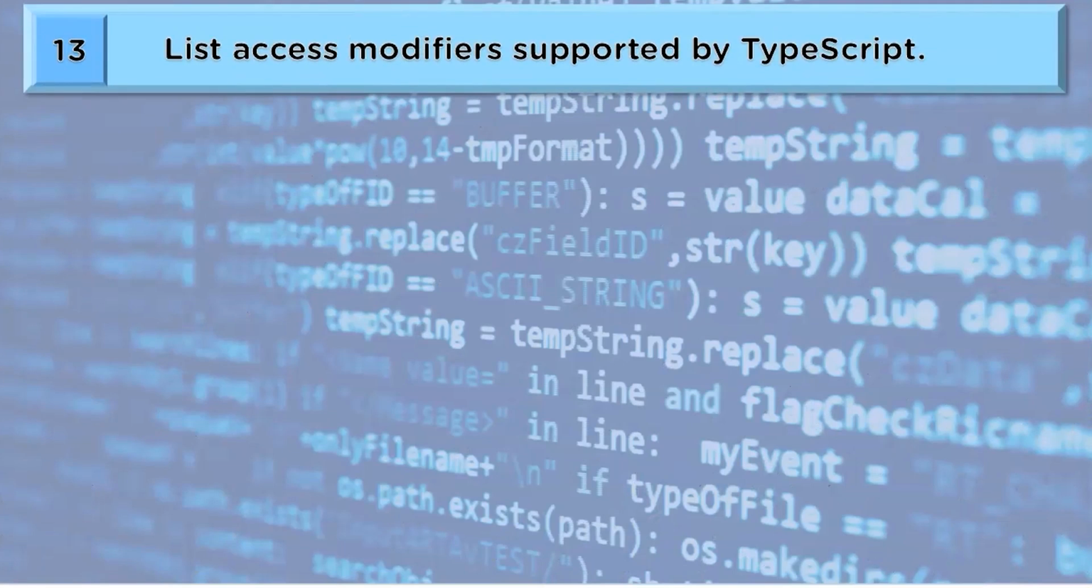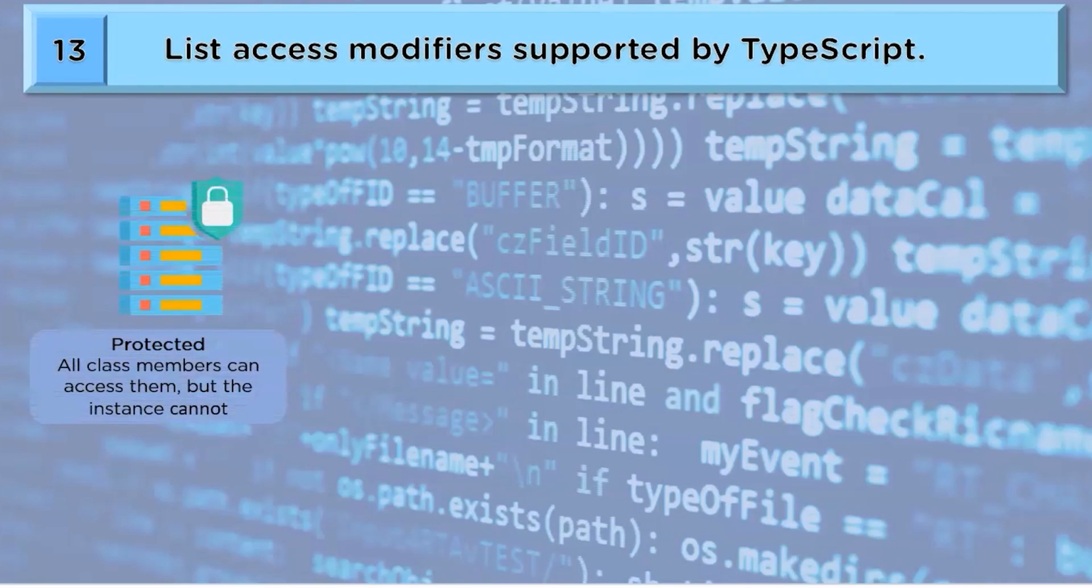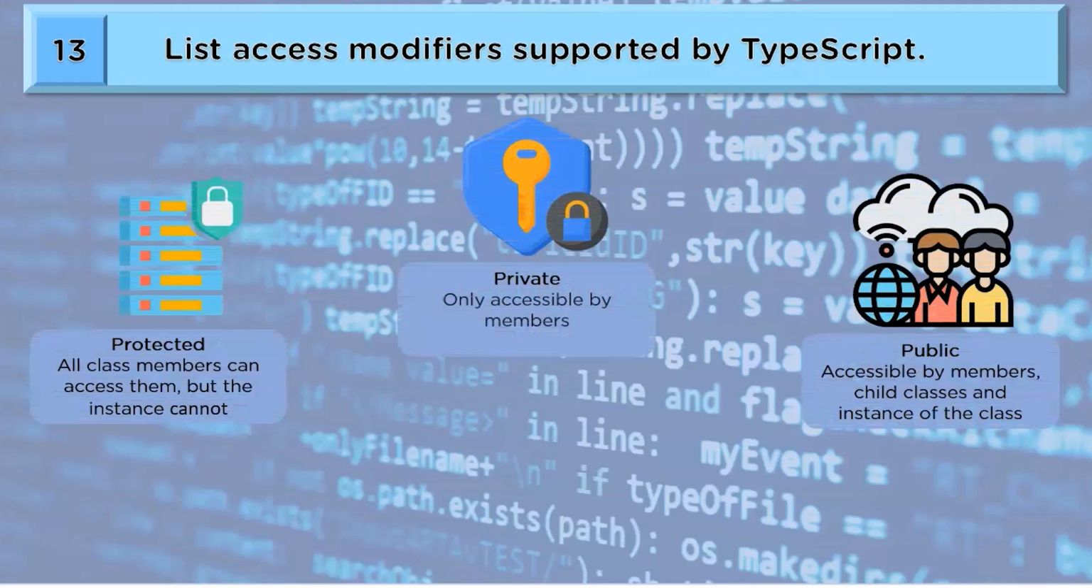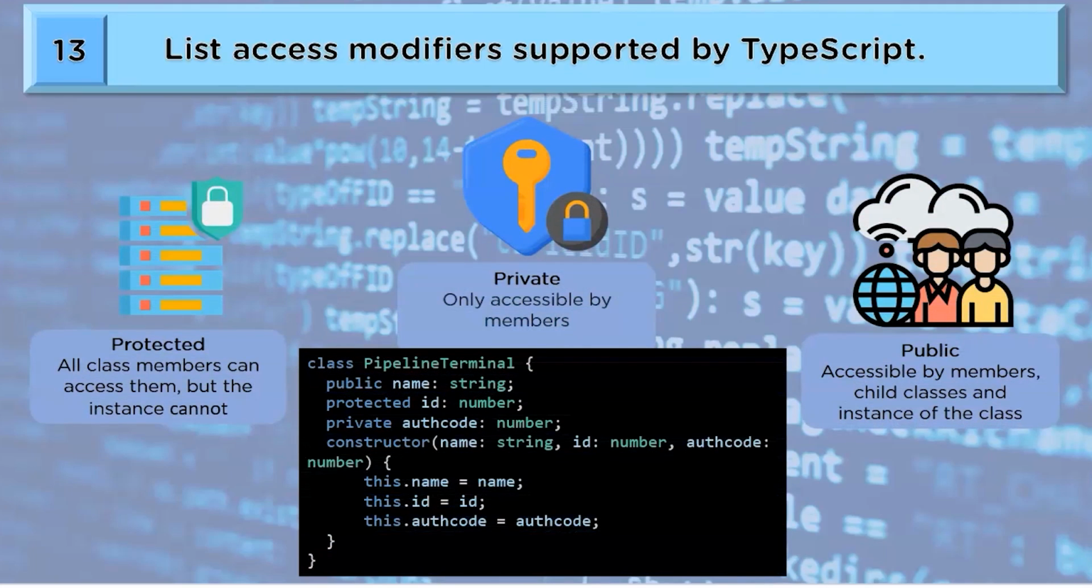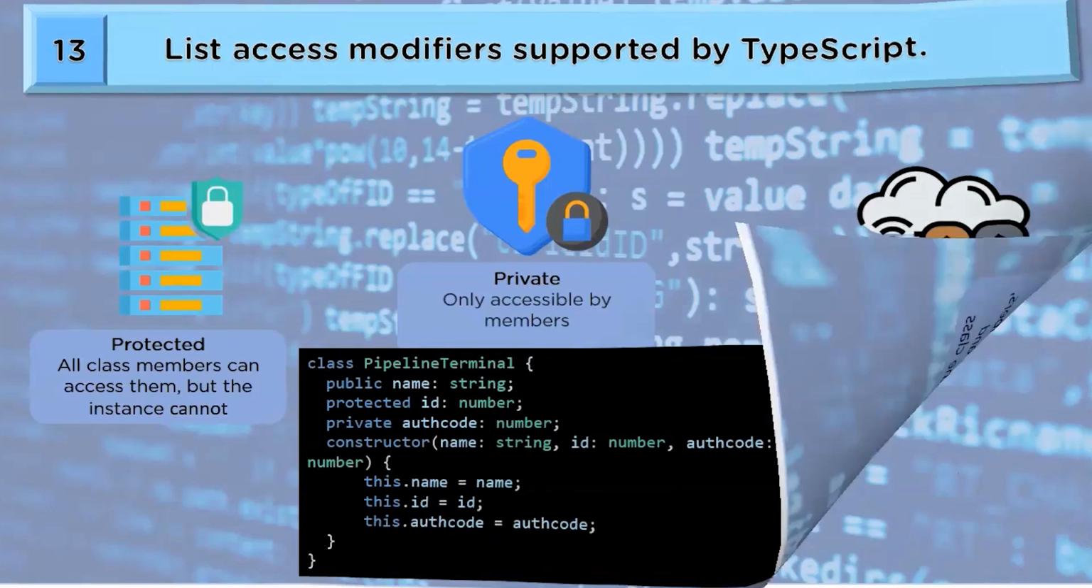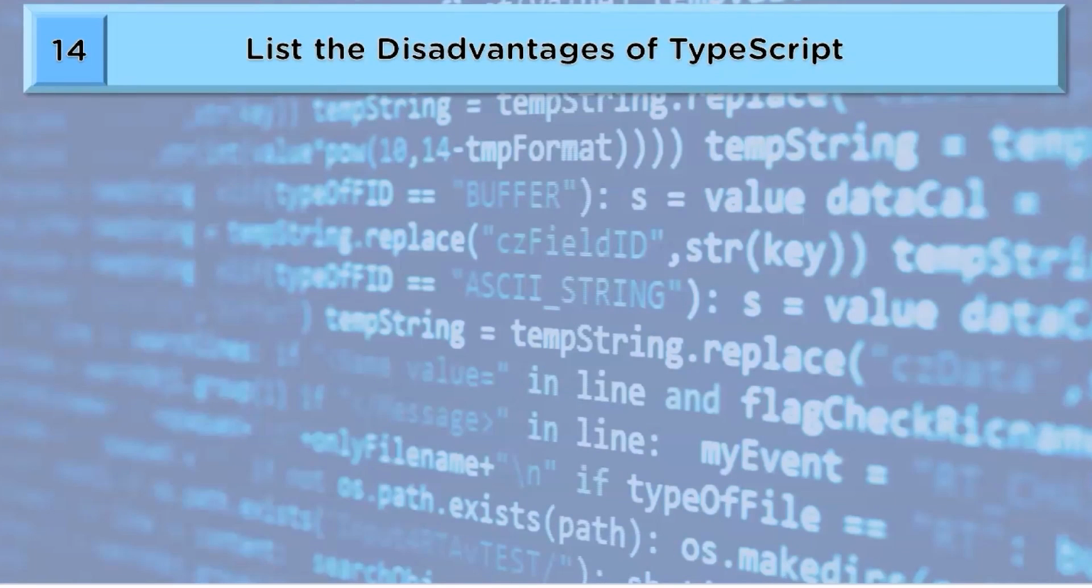List access modifiers supported by TypeScript. TypeScript supports three access modifiers: protected, private, and public. In protected, all class members can access them, but the instance cannot. But in private, it's only accessible by members, whereas in public, it is accessible by members, child classes, and instances of the class.